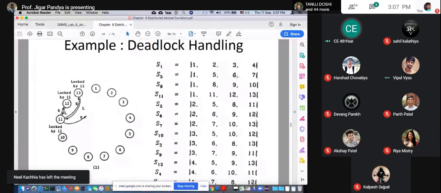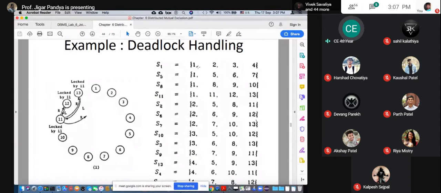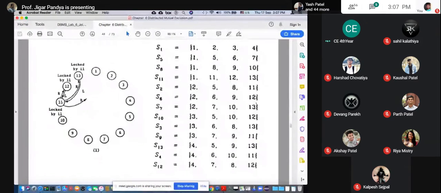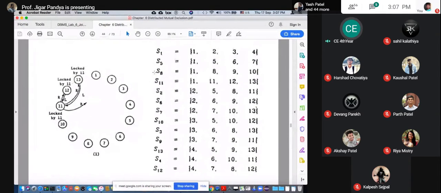Square root of 13 means square root of 16, that is 4 basically. So this is matching, and these are the quorums. Now 11, 12, and 13, where do they fall? So 11 is falling in, let's say, quorum number 2, and 12 is falling in site quorum number 6.